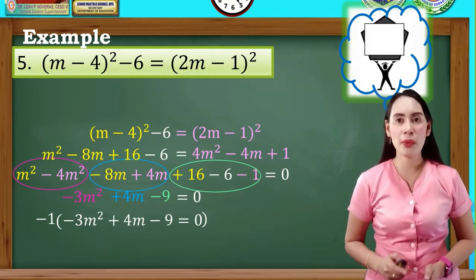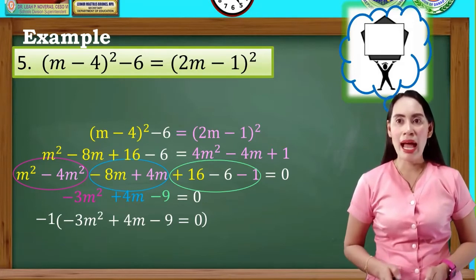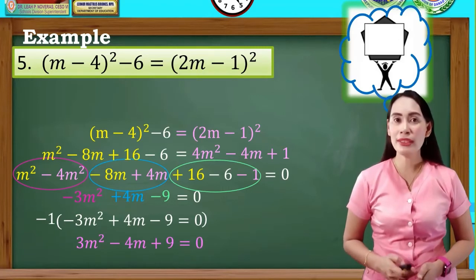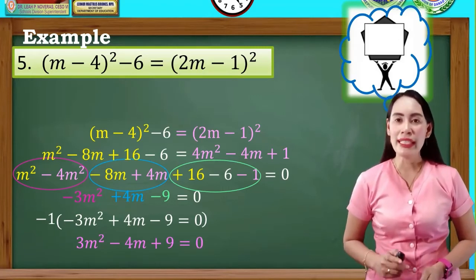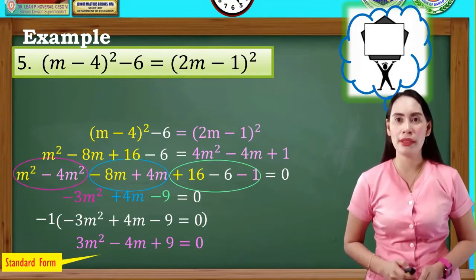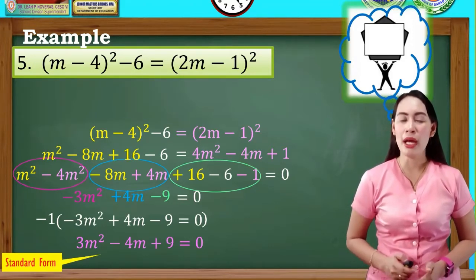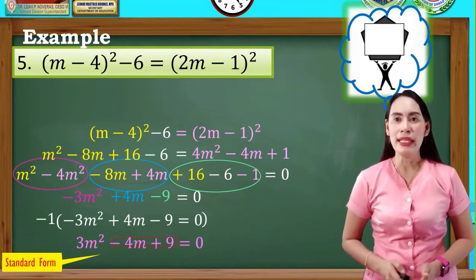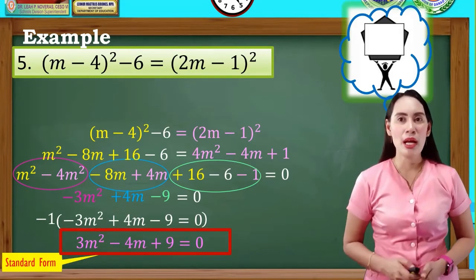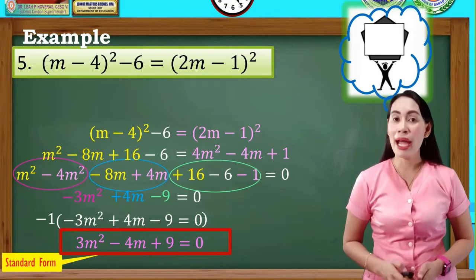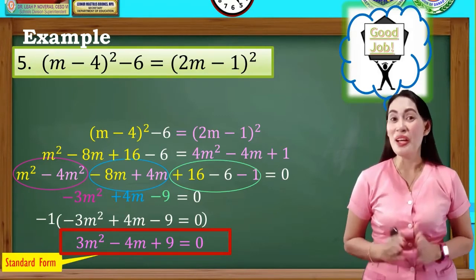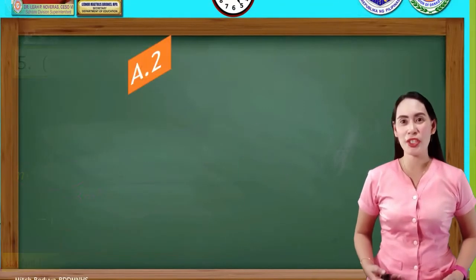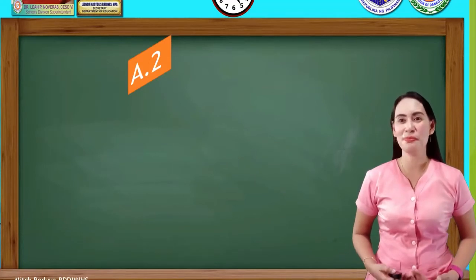So the former equation is also the same as 3m squared plus 4m minus 9 equals 0. Hence, the standard form of the equation, the quantity of m minus 4 squared minus 6 equals the quantity of 2m minus 1 squared, is 3m squared plus 4m minus 9 equals 0. Good job! Do you know already how to transform equations that are not written in standard form?